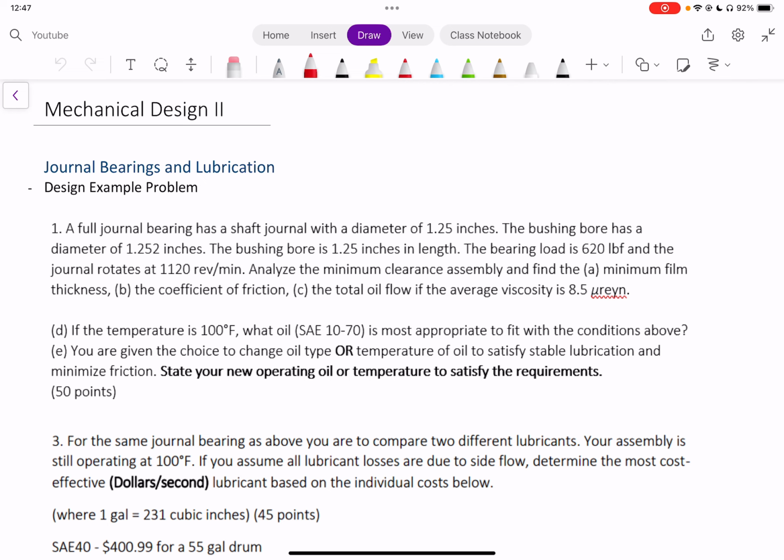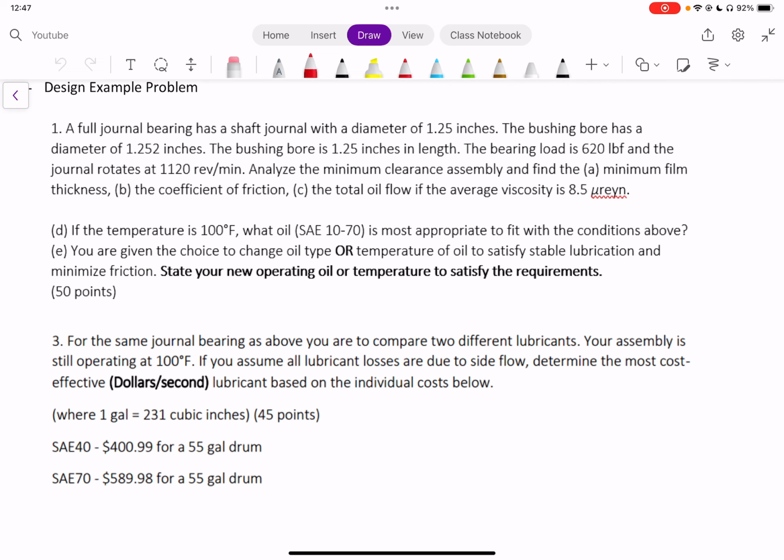So this problem is in two different parts. So we have part one and part three. There's another part in the middle that I took out, but just look at that, and then we have 5 questions in the first part and then 1 question in the last part.